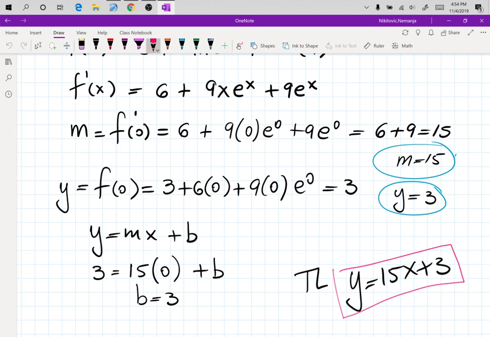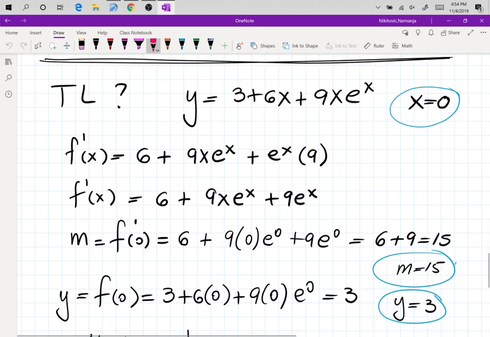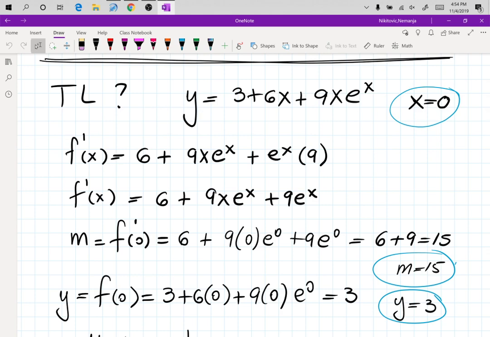Now, let's say you care and you want to check this. You would go to Desmos and grab the tangent line. They must touch at a single point, at x equals 0 in this case. So we have 3 plus 6x plus 9x e to the x.